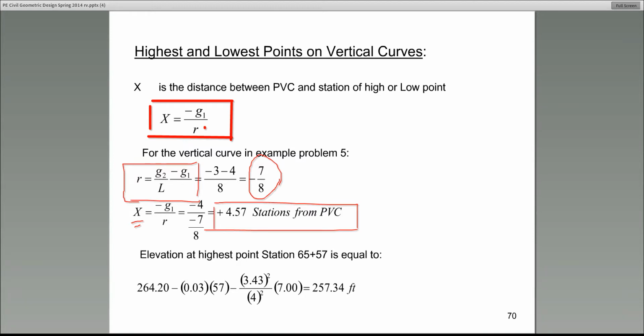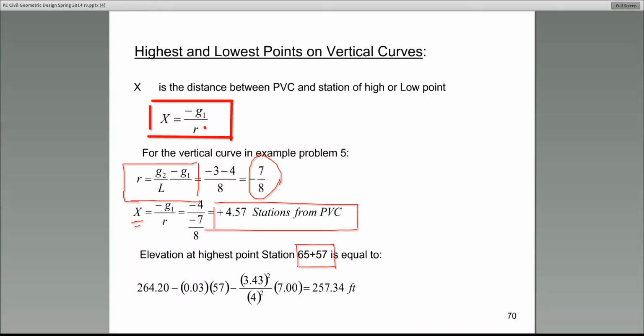Todd is asking about the length L. The actual length, Todd, is in feet, for example, 800 feet. But in many of these equations, as I have explained, we are expressing that 800 feet in terms of stations. Now this X comes out to be, in terms of stations, 4.57. So the actual station comes out to be 65 plus 57.